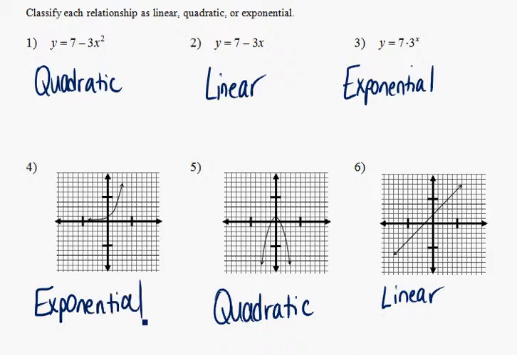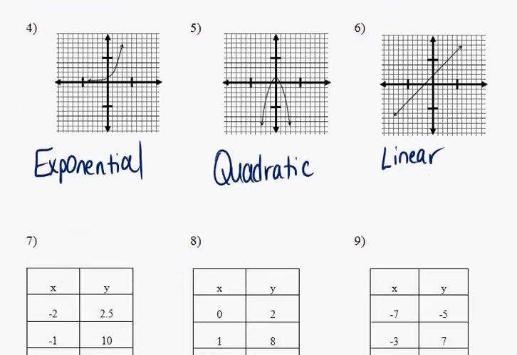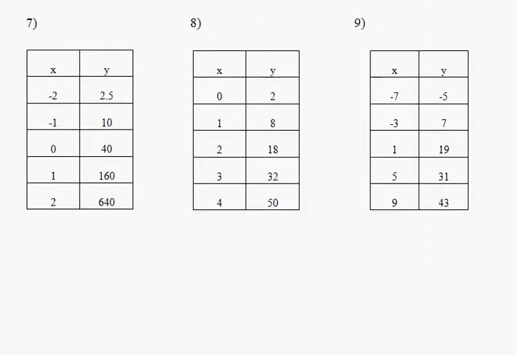Finally, the most interesting way to determine whether a function is exponential, linear, or quadratic is to look at some data. So let's look at the table in number 7 and see if we can find a pattern in that data. When I look at what's happening with the inputs, I see that the inputs are just increasing by 1.